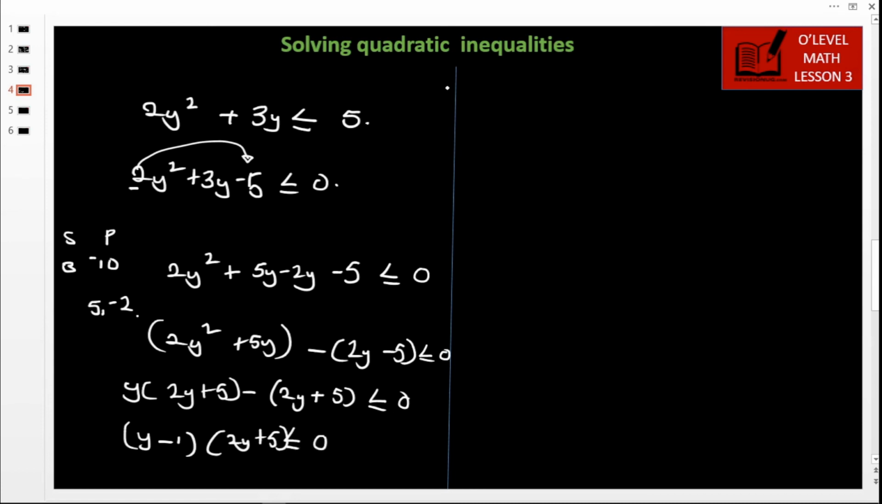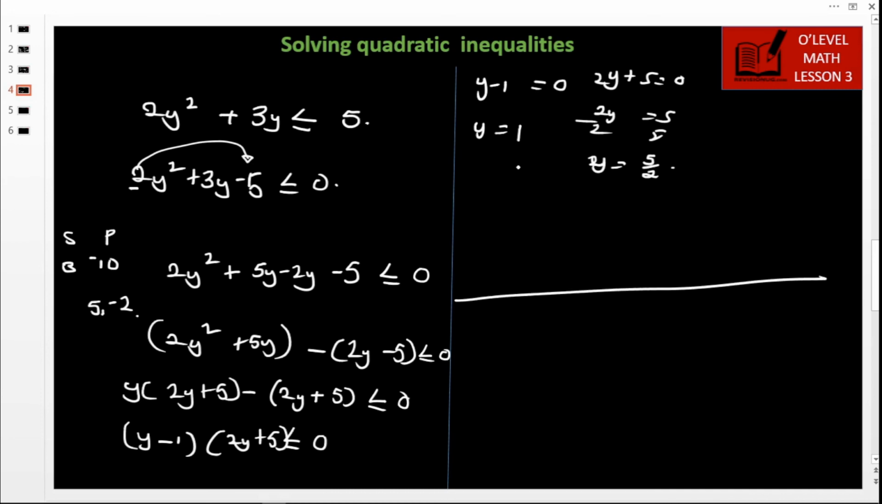So our boundary lines: if y minus 1 is equal to 0, so y is going to be 1, and 2y plus 5 is equal to 0, so 2y is equal to negative 5, divide by 2, so y is going to be negative 5 out of 2. Okay, so on our number line, we are having our boundary points. This is 1, then 5 out of 2, this is the same as 2 and a half, or 2.5. Then this is a number line, so this way it is negative infinity and this way it is positive infinity.